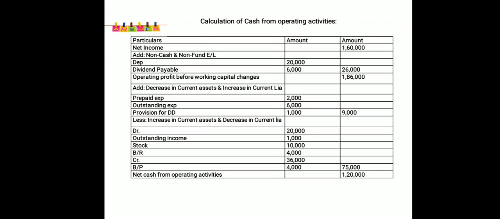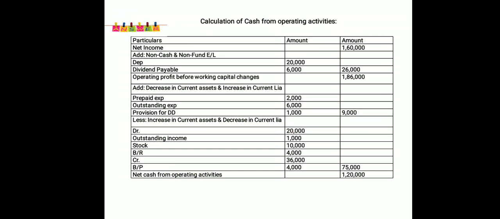Now we need to go for the adjustment of working capital, that is your current assets and current liabilities. So what do we need to add? We need to add the decrease in current assets and the increase in current liabilities. Which have we checked? Prepaid expenses, a current asset, is decreasing, so we are adding. Outstanding expenses, a current liability, is increasing, so we are adding. Provision for doubtful debts, again a current liability, is increasing, so we have to add.